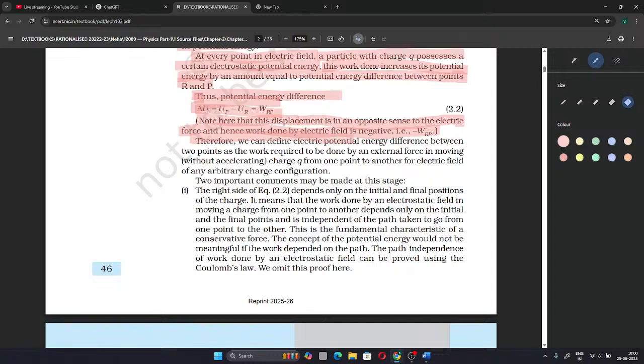Therefore, we can define electric potential energy difference between two points as the work done required by an external force in moving, without accelerating, charge q from one point to another of an electric field of any arbitrary charge configuration.